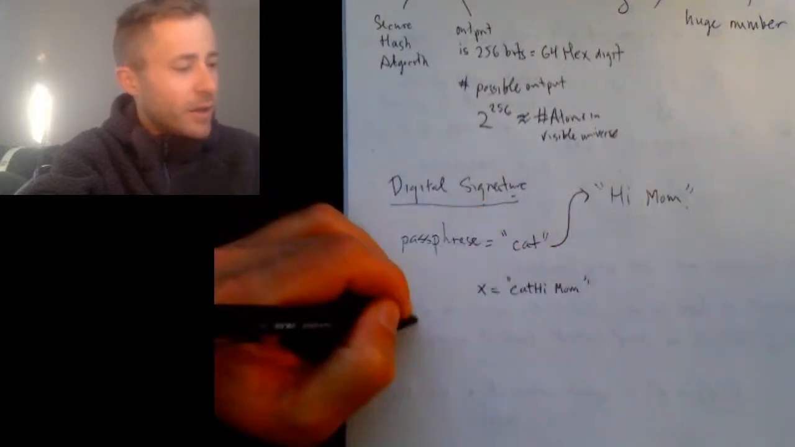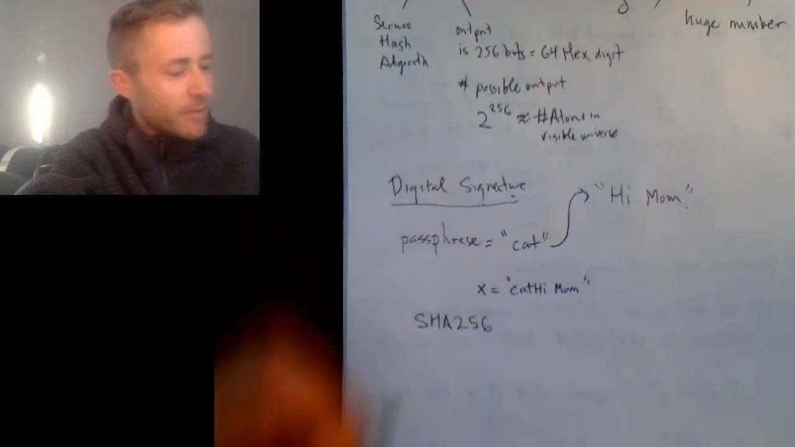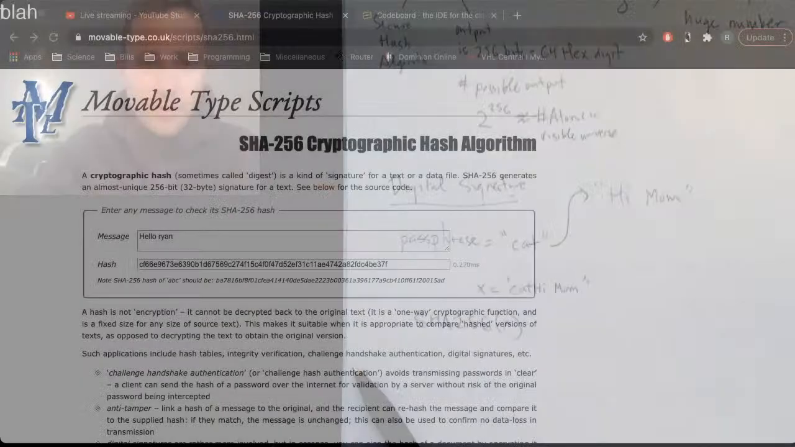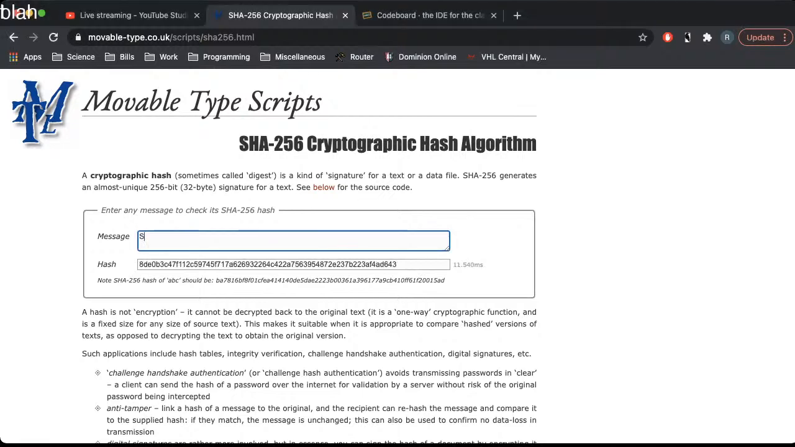All right. And then I'm going to compute SHA-256 of x. So let's do that. I want to compute SHA-256 of cat hi mom. Okay. And it has this value. It starts with CA. All right. CA78.